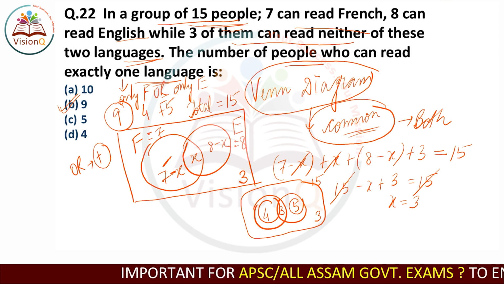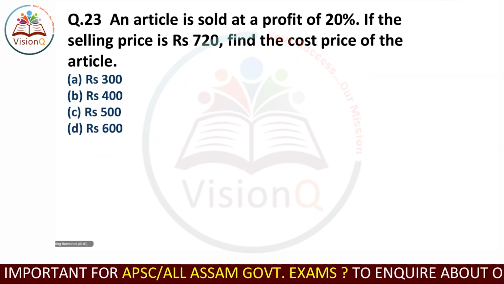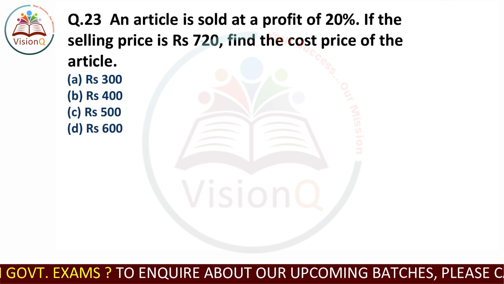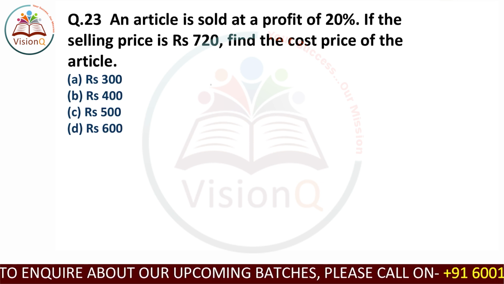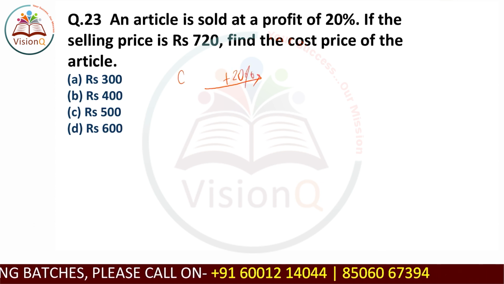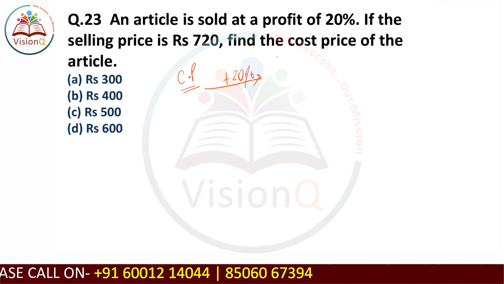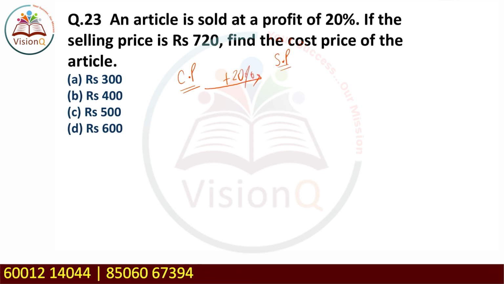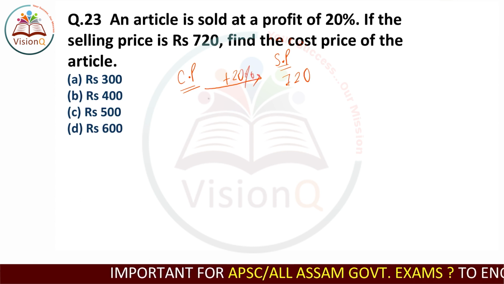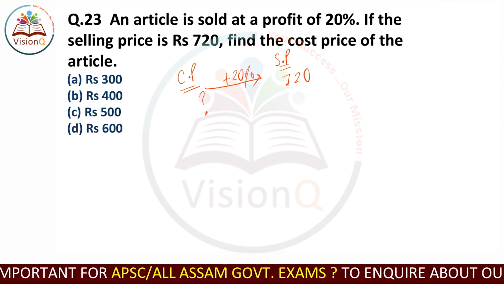Next we'll discuss question number 23, a question again based on the topic of profit and loss. An article is sold at a profit of 20%. Now we know profit is found on the cost price. In case of profit or profit percentage, the selling price is more than the cost price. Now the article is sold at ₹720 at a profit of 20%. I need to find out the cost price of this article.